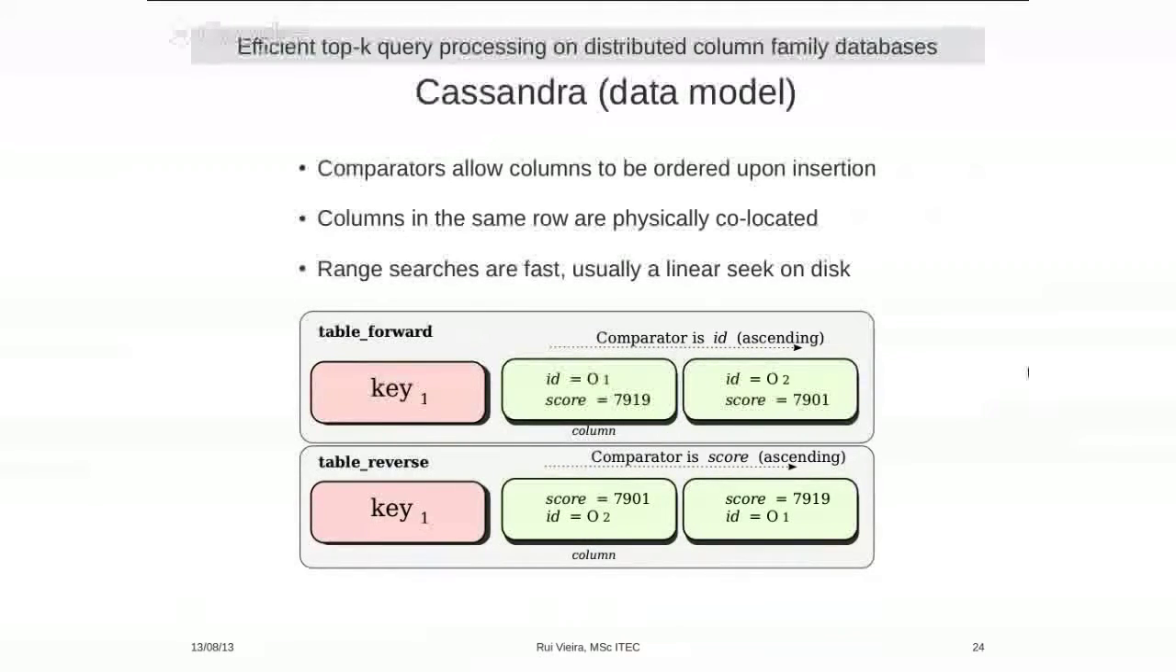In this case, it is obviously the same logic, but we're ordering by score. This is important because it makes range searches extremely fast in Cassandra. They're usually just a linear seek on disk. So doing something like, give me, for this row, all the columns which have a score higher than this, will be extremely fast.